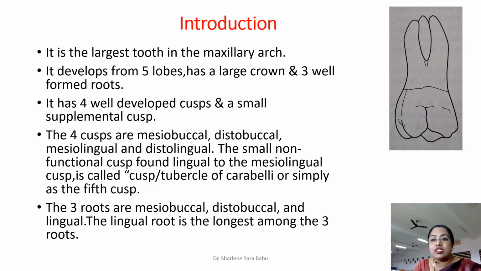The 4 cusps are the mesiobuccal, distobuccal, mesiolingual and the distolingual cusp. The small non-functional cusp found lingual to the mesial cusp is called the cusp or tubercle of Carabelli, or simply the 5th cusp. The 3 roots are mesiobuccal, distobuccal and palatal or lingual, and this lingual root is the longest among the 3 roots.